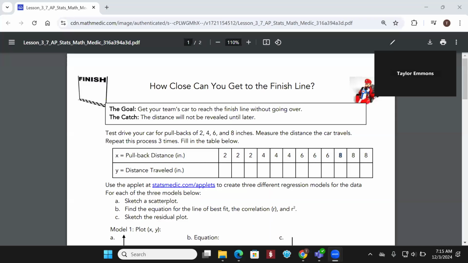Okay, so how close can you get to the finish line? How many of y'all have played Mario Kart before? Okay, cool. I would school all of you.